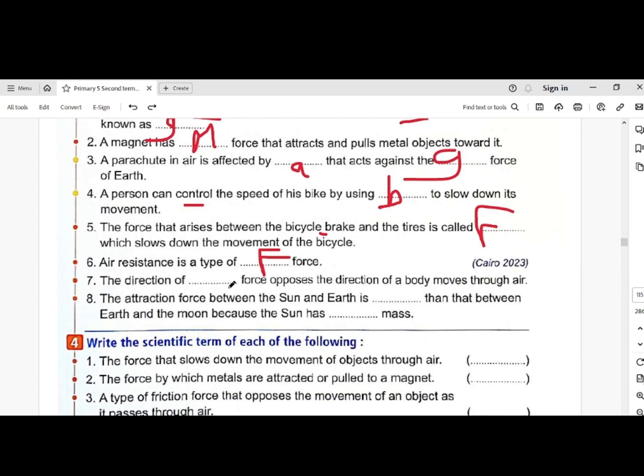The direction of a space force is opposite the direction of a body moving through air. The direction of air resistance force. The attraction force between the sun and the earth is greater than that between earth and the moon because the sun has bigger mass, and the attraction force between the sun and the earth will be greater than that between the earth and the moon.